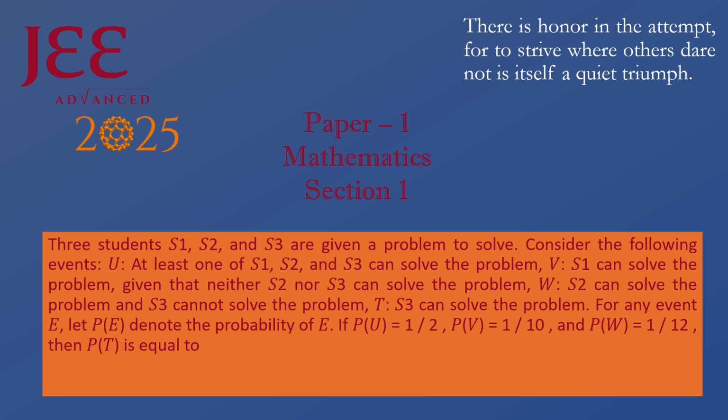For any event E, let P of E denote the probability of E. If the probability of U is 1 by 2, the probability of V is 1 by 10, and the probability of W is 1 by 12, then the probability of T is equal to what? Let's break this down and solve it together step by step.